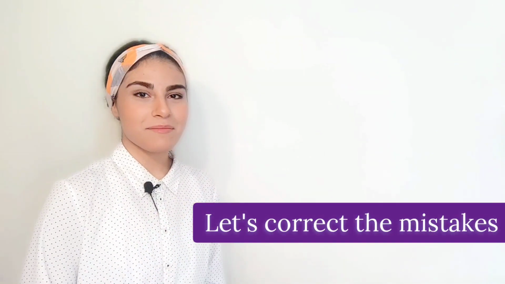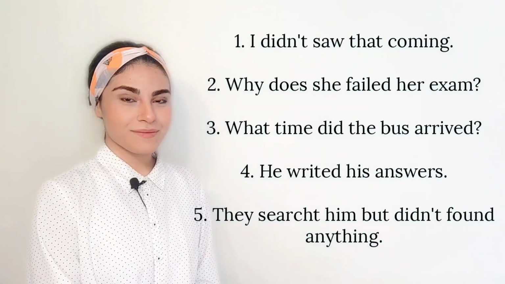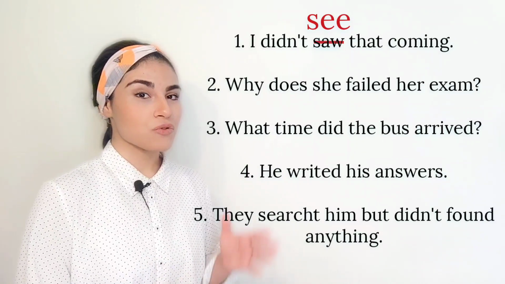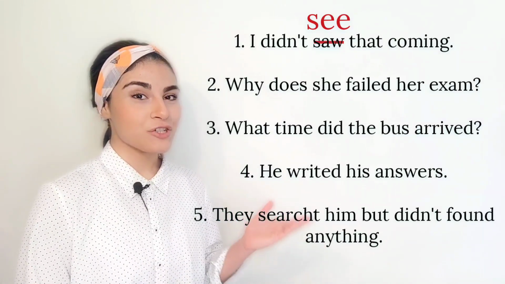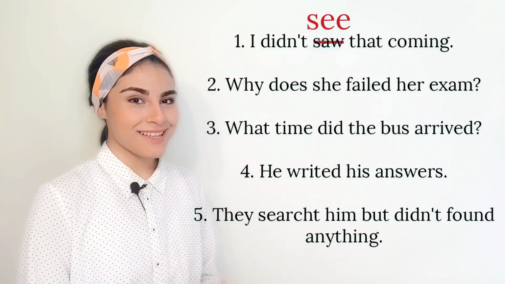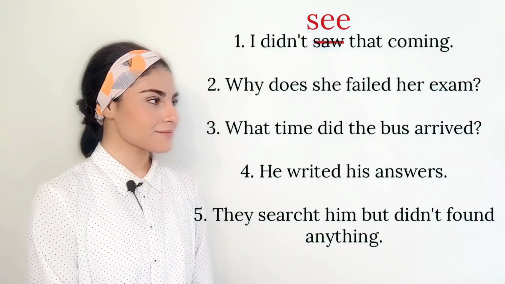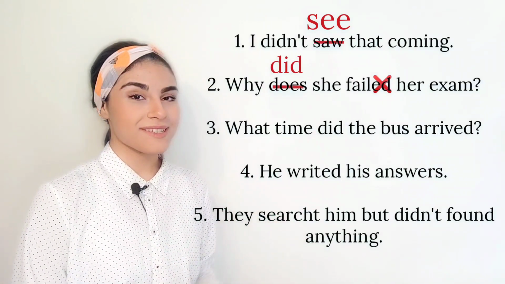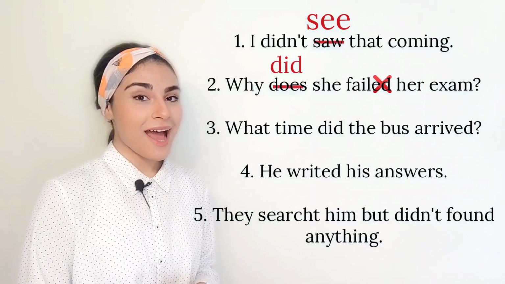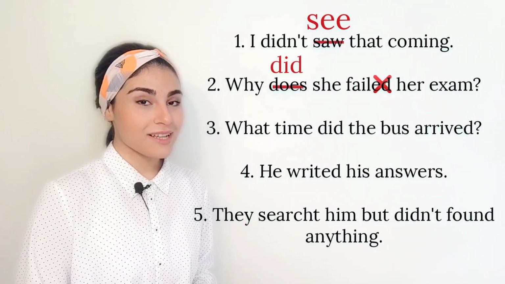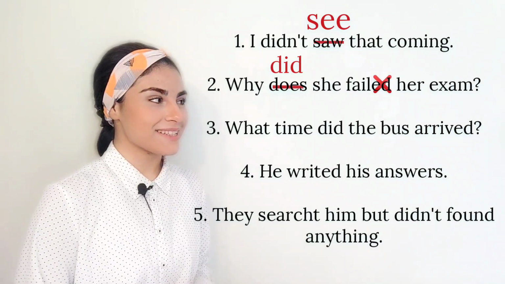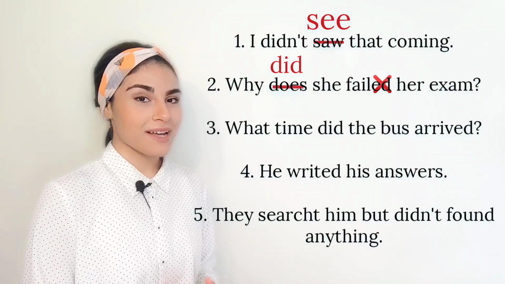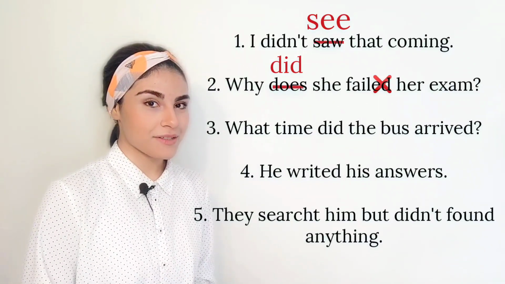Now, let's correct the mistakes. I didn't saw that coming. It's a negative sentence, so saw cannot be accepted. It should be the base form of the verb, see. Why does she fail her exam? It's a question sentence and it should be in past simple tense. So does is wrong. It's did. And failed, we don't need to add any ed because it should be the base form of the verb.